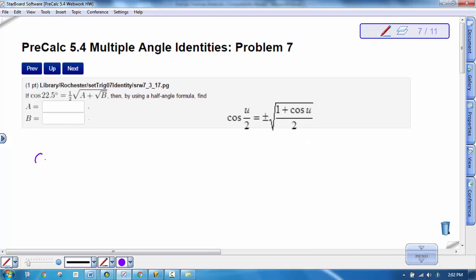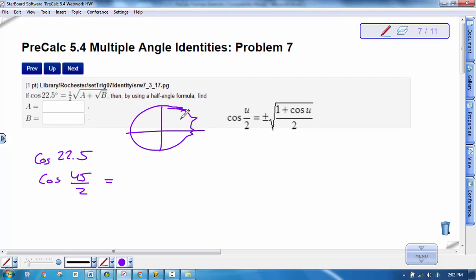Okay, the next problem is the cosine of 22.5. I'm going to make that the cosine of 45 over 2, because I recognize that then I can use this formula, which allows me to use an angle that I know, which is an exact angle of 45. So I'm going to use this. First thing you need to figure out is if it's positive or negative. So if we look at the cosine of 22.5, that's over here. And cosine of 22.5 you can tell is positive, because it's the x value. So we know we're using the positive here.